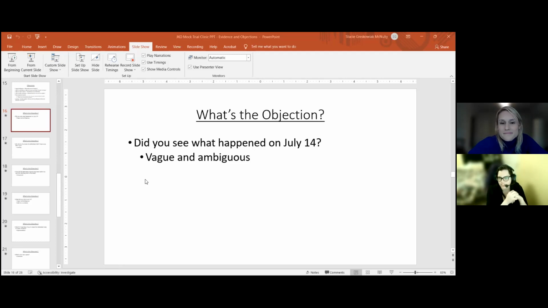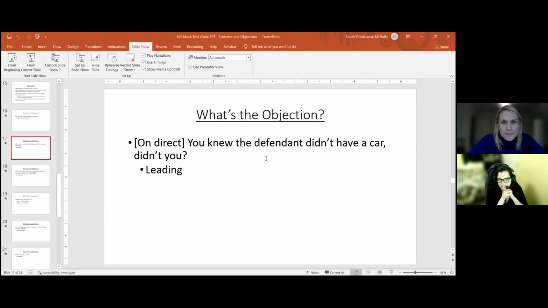I think that we could just go through these last couple of objection slides just to give them an example to help spot. Okay. What's the objection? You knew the defendant didn't have a car, didn't you? On direct. And so that's leading because all the facts are in the question, and that's not appropriate on direct. The witness should be talking about their personal knowledge, not the attorney.